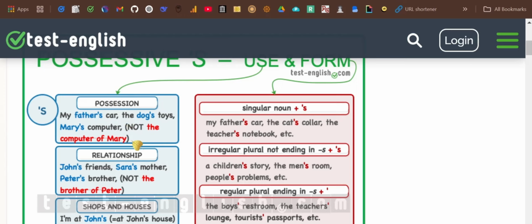Now, if you're trying to use this chatti vibhati to express a relationship, so think of family members, things like that, then you can also use this. You see, John's friends. This means the friends of John. We don't say the friends of John. You say John's friends. But the meaning is the friends of John.